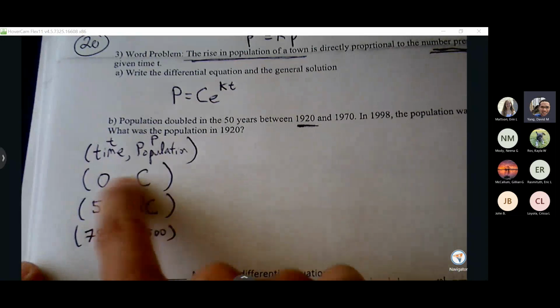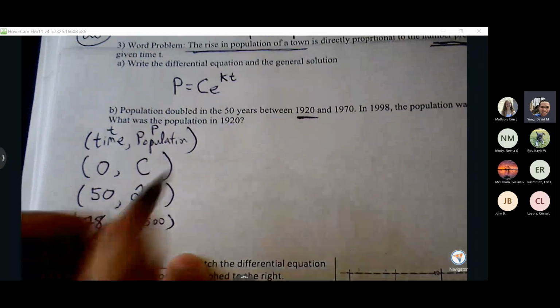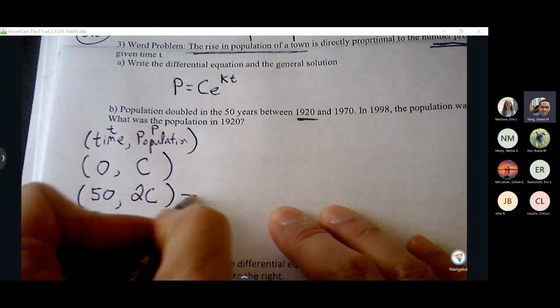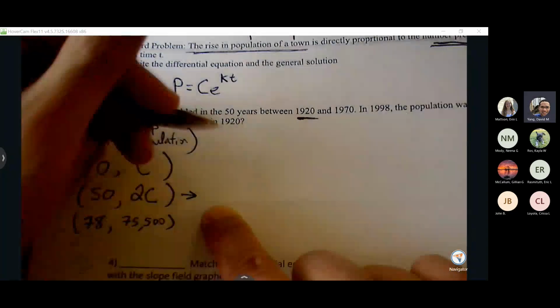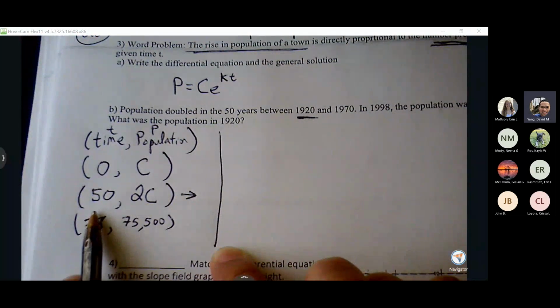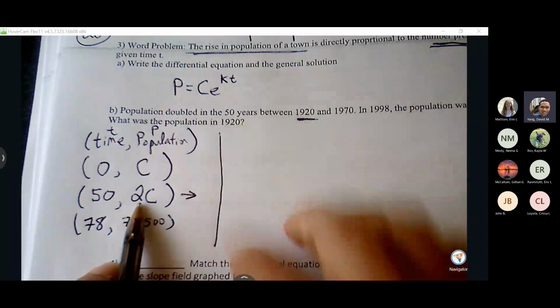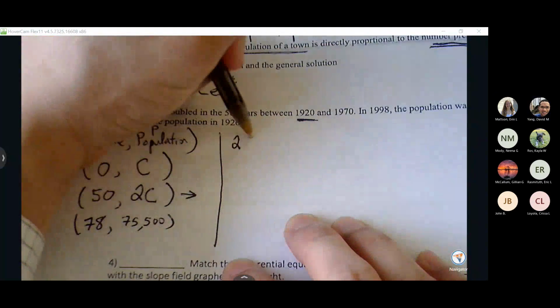Okay, so normally we would plug the first one in and solve for C, but in this case, we don't know what C is, so we're not going to make any progress. Let's start with the second ordered pair here. I think this is going to help us get to that K value, but let's just insert 50 in for t and 2C in for P. See what happens.